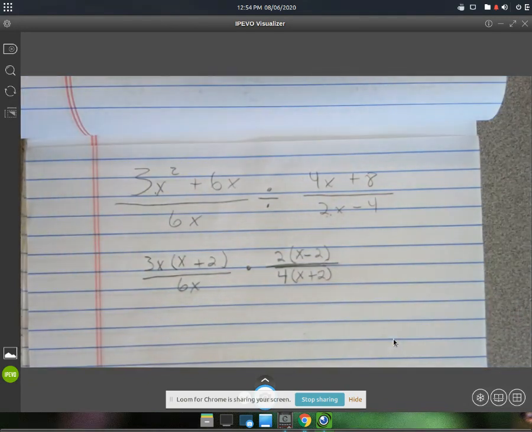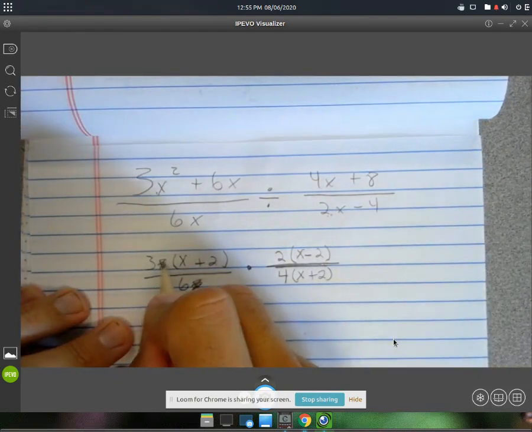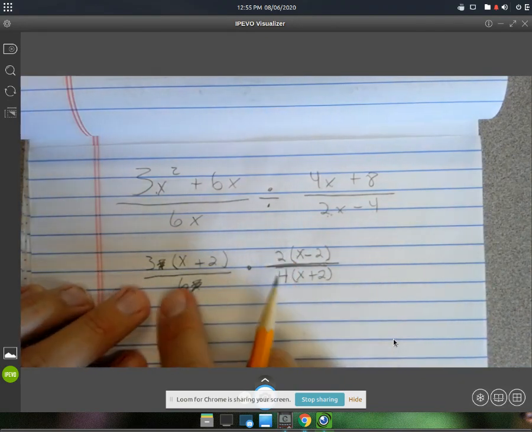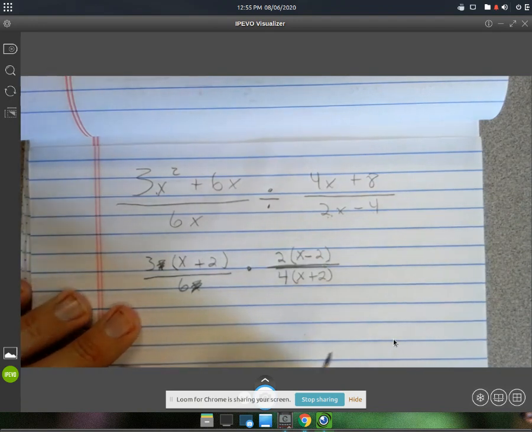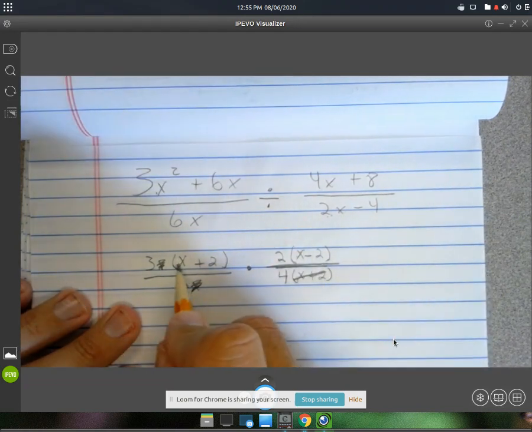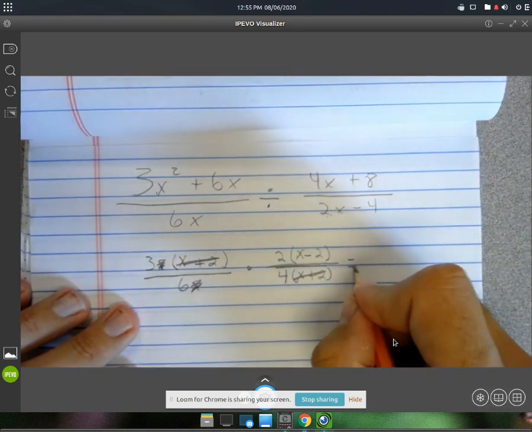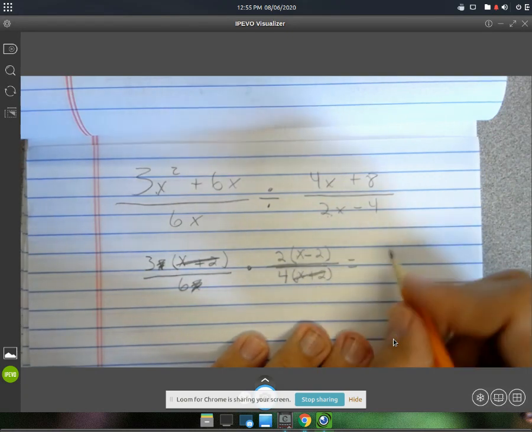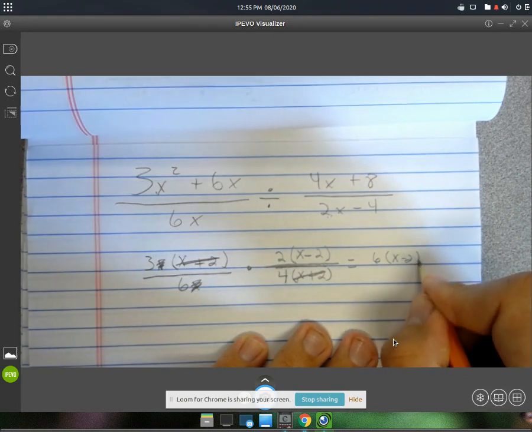Now that everything has been factored, now you can cancel some stuff. This x cancels with that x. Actually, I'm going to save this. I'm going to do our little calculator trick on those. x plus 2 will cancel with that x plus 2. And let's just multiply straight across here. On the top, we're going to have a 6, 3 times 2, and then parentheses x minus 2.